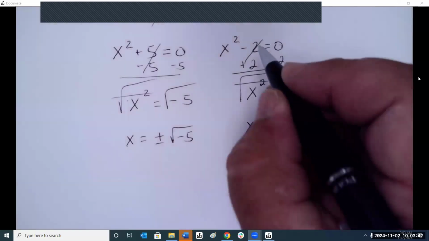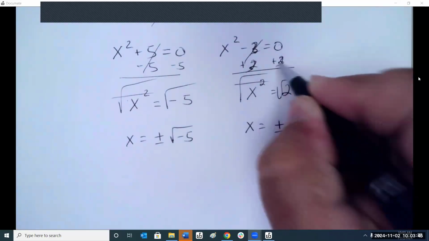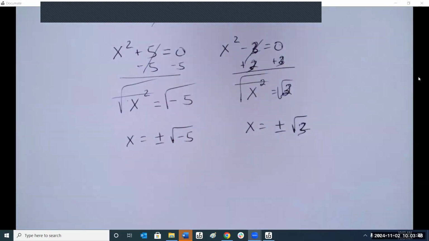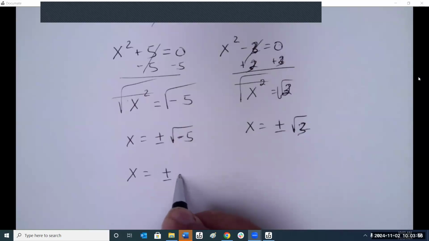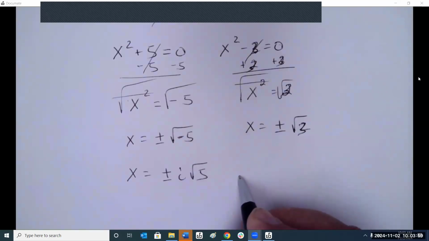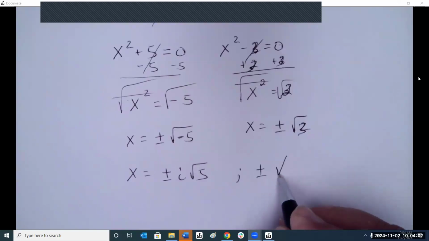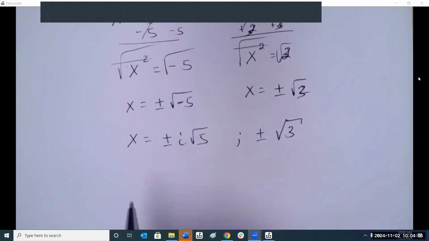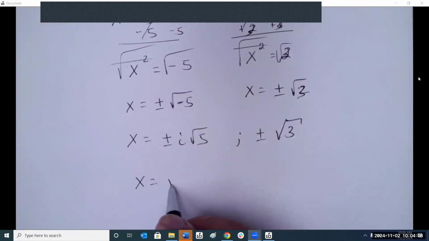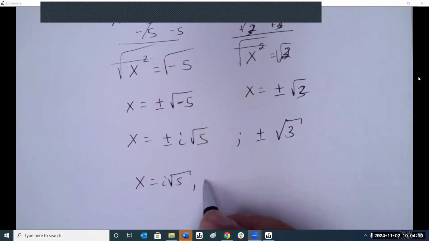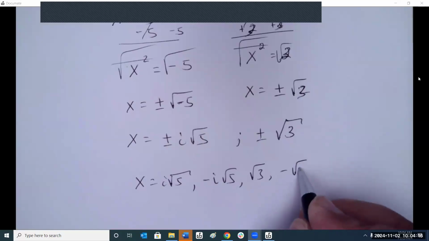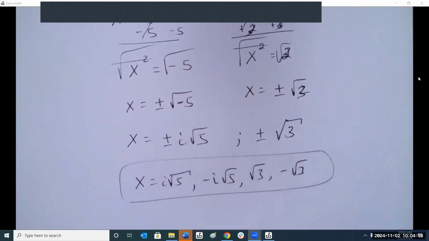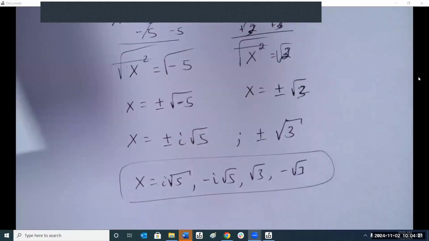Where did I get 2 from? None of my answers are right now. It should be a 3. This one's imaginary, so it's plus or minus i radical 5, plus or minus radical 3. And those are my four solutions: positive i radical 5, negative i radical 5, radical 3, negative radical 3. Those are my solutions, which is the same thing I got last time.